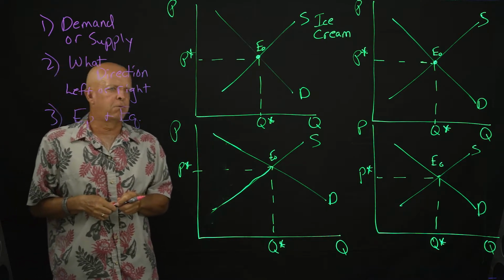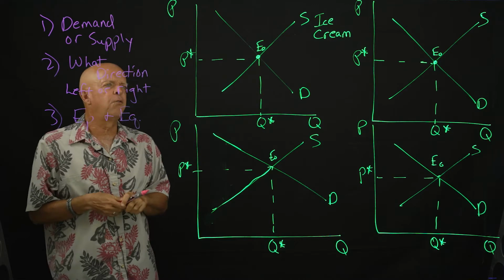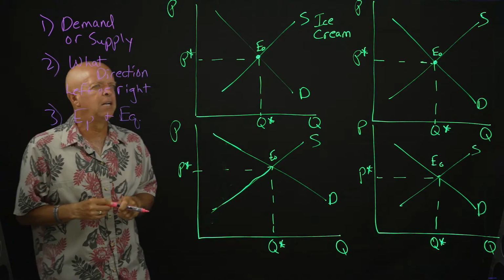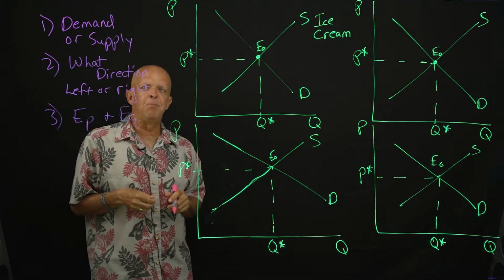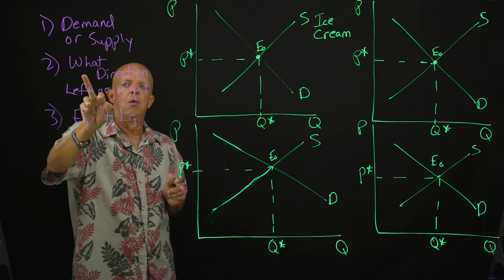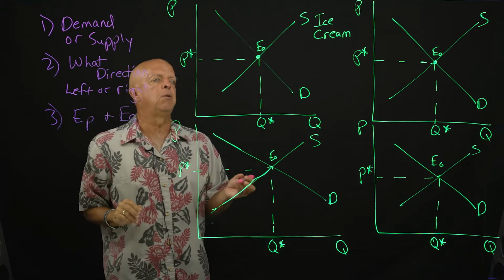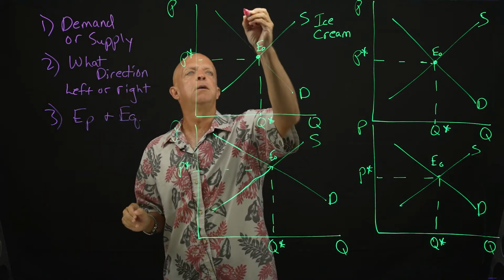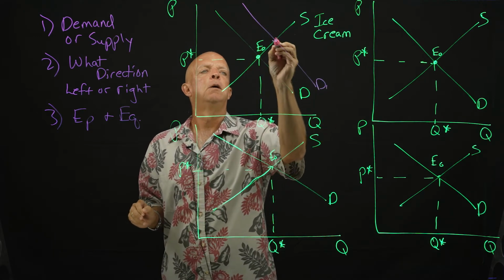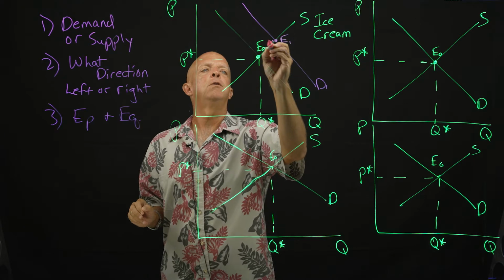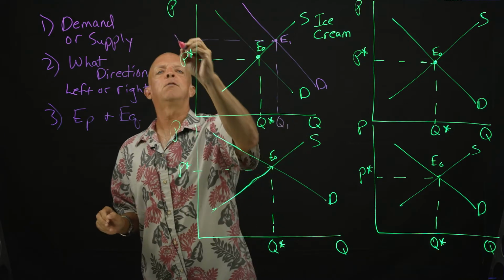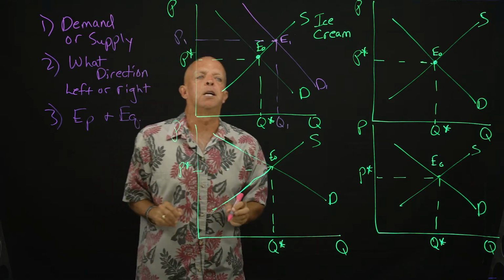So we're sticking with ice cream. Our first case: it's really hot weather out, and of course that's going to have an impact. Is it demand or supply? Obviously, it's demand. What direction? I think it's going to be an increase, a shift to the right. Here's our new demand curve, here's our new equilibrium, and our quantity has gone up and our price has gone up.